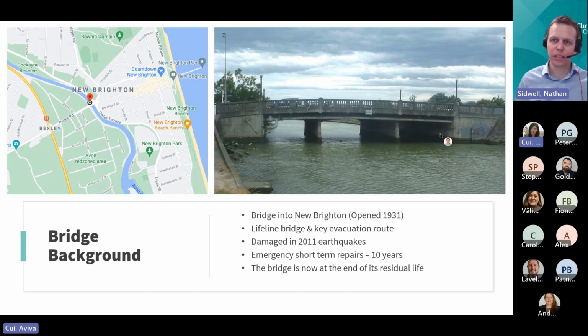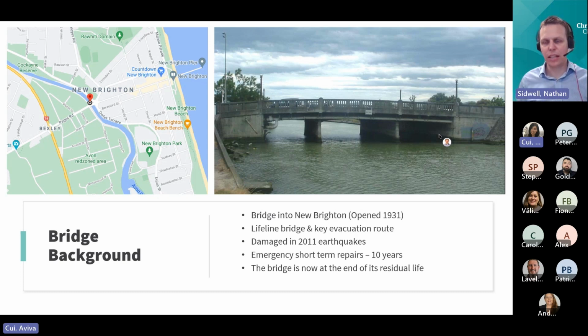So, a bit of detail around the bridge. It was opened in 1931, so that makes it about 90 years old now. It is a lifeline bridge and a key evacuation route for New Brighton. A lifeline bridge means it is a primary route for evacuation for New Brighton. Also, it carries utilities that are key for the New Brighton suburb, and that includes wastewater, water supply, power and comms. And these are big utilities too.